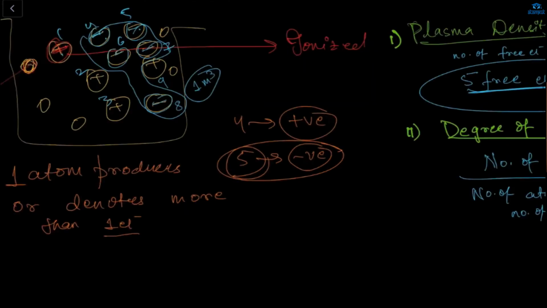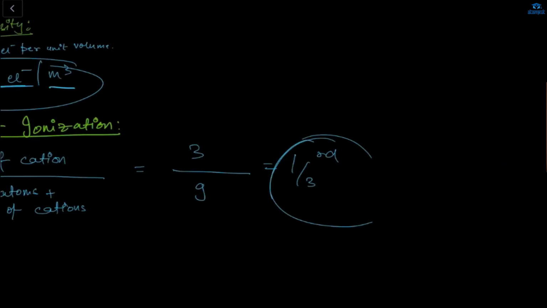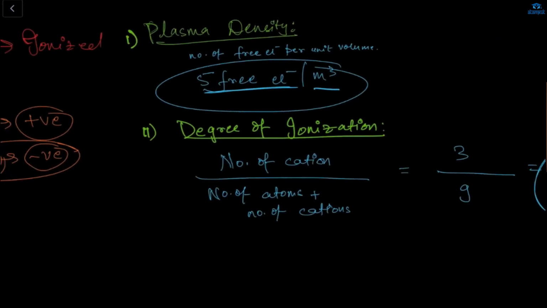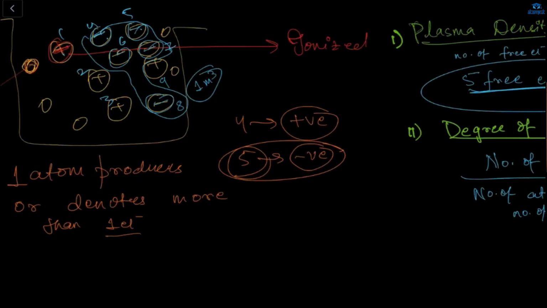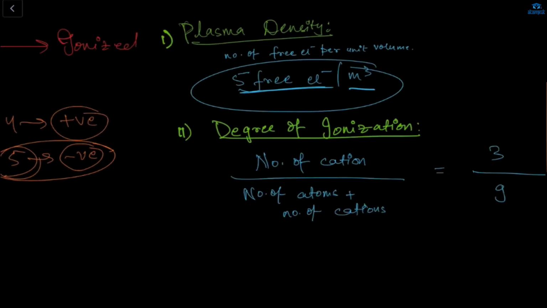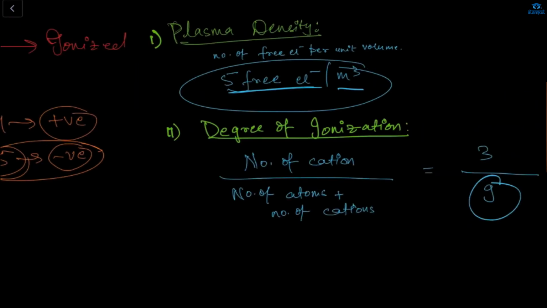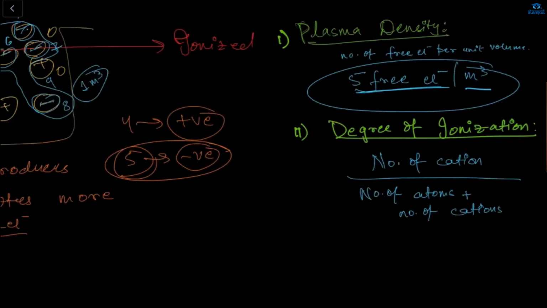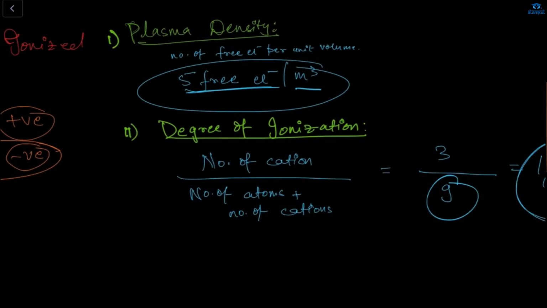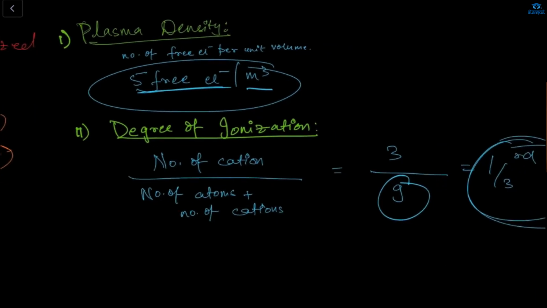Degree of ionization means number of cation over number of atoms. Number of cation is 3, and here the total number of atoms is 9. So it means 1/3 is the degree of ionization of this beaker. So two terms are here: one is plasma density and another one is degree of ionization.